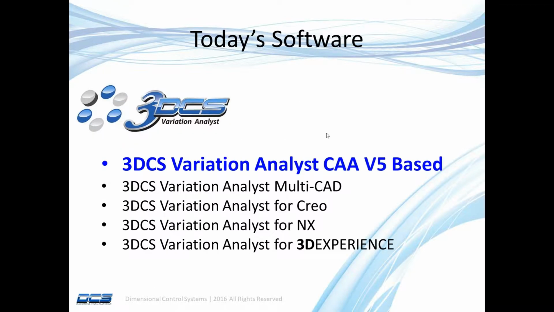Today's software, we will be showcasing 3DCS Variation Analyst CAA V5 based, which is our CATIA V5 integrated version of 3DCS. Now, all of today's tips will work in all versions of 3DCS, as we will be showing some things that involve an integrated solution. The multi-CAD version does require you to use the Power Pack, the advanced translator, in order to pull in that PMI, FTA, and embedded GD&T. The other packages, as integrated solutions, will be able to use the embedded GD&T directly inside your CAD platform.